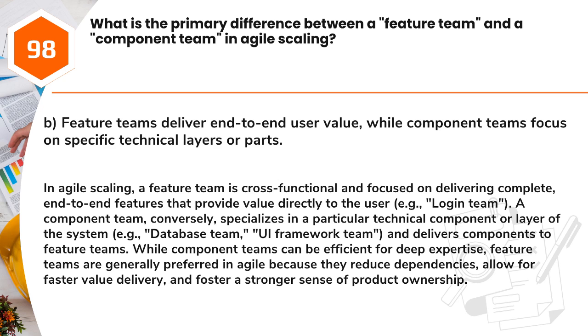While component teams can be efficient for deep expertise, feature teams are generally preferred in Agile because they reduce dependencies, allow for faster value delivery, and foster a stronger sense of product ownership.